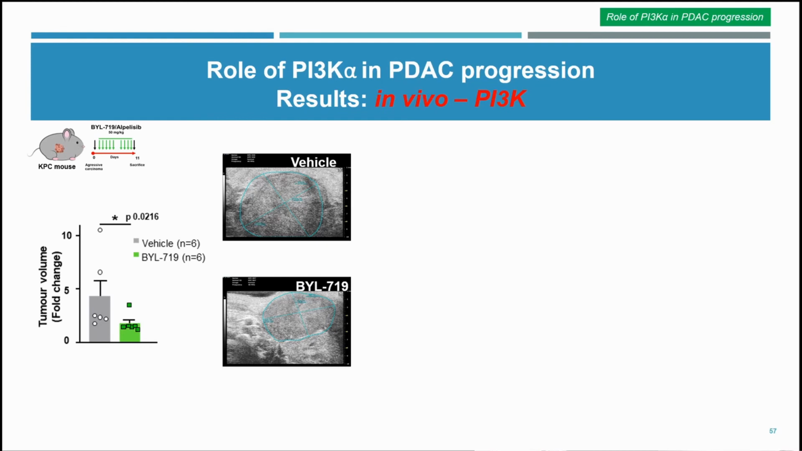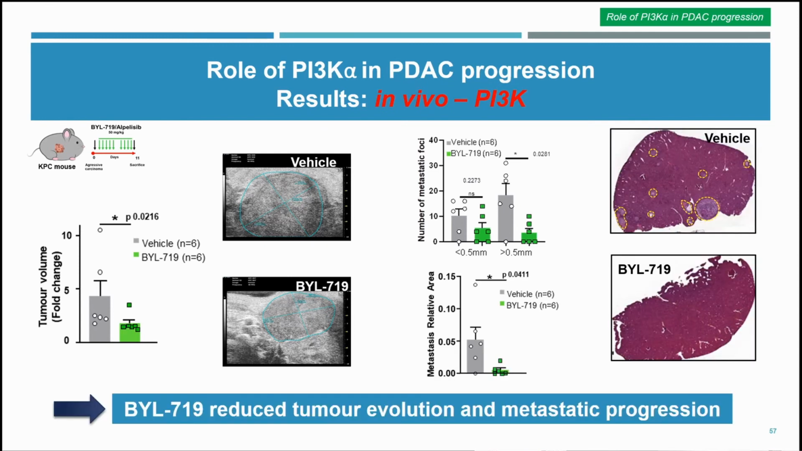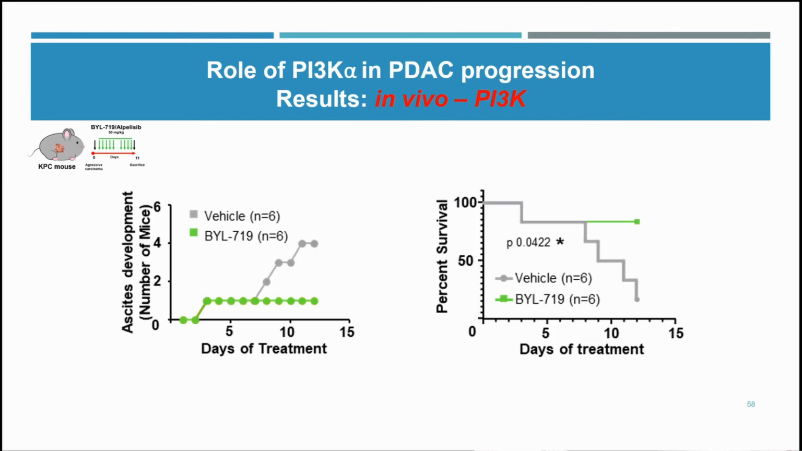We also observed that mice that were treated with BYL-719 had a slower tumor progression. They also had fewer micrometastatic foci and smaller metastatic areas, which could be summarized as a reduced tumor evolution and metastatic progression. These mice treated with the PI3K alpha selective inhibitor also had a delayed development of ascites. In fact, only one mouse presented ascites in comparison to 4 from the control group. These mice also had longer survival than the other mice.